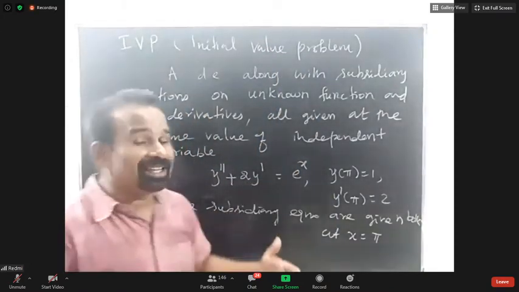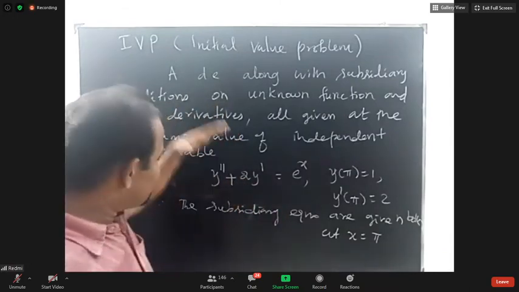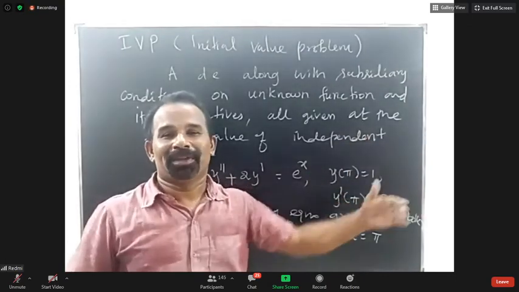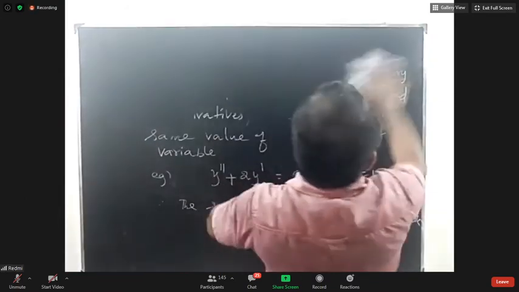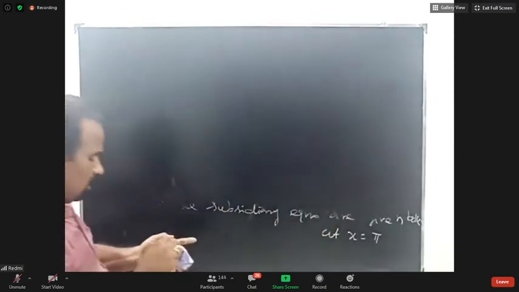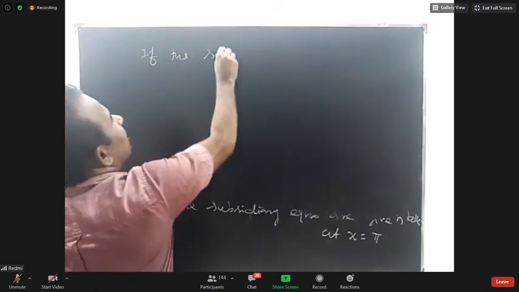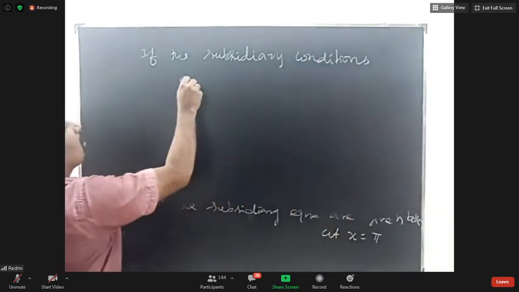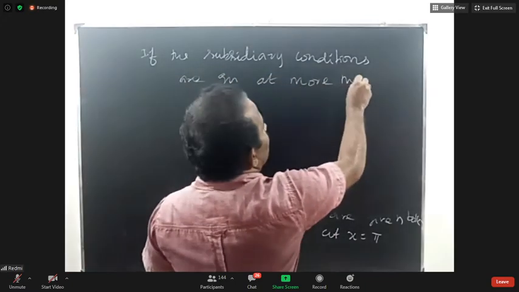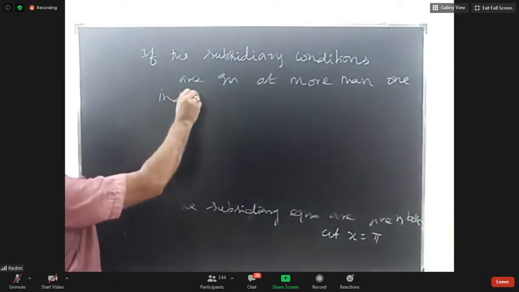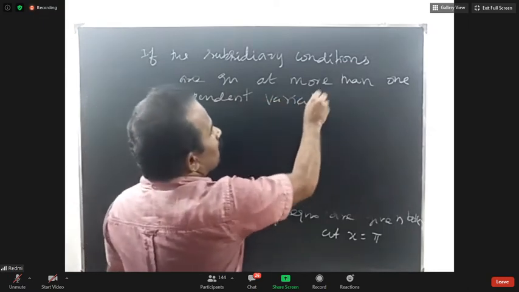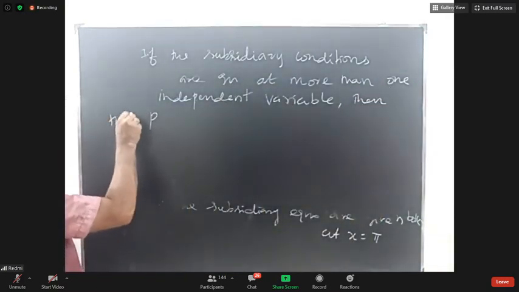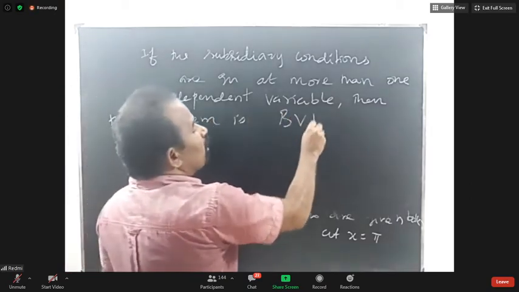Then immediately we can say, what is a boundary value problem? The same thing: if the subsidiary conditions are given at more than one independent variable value, then the problem is called a boundary value problem.